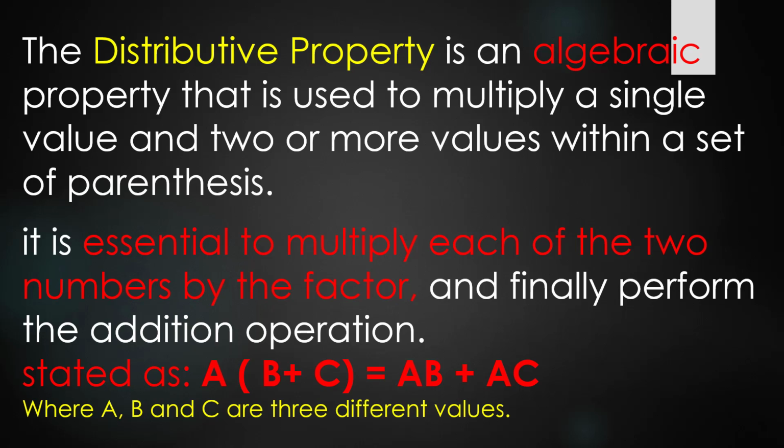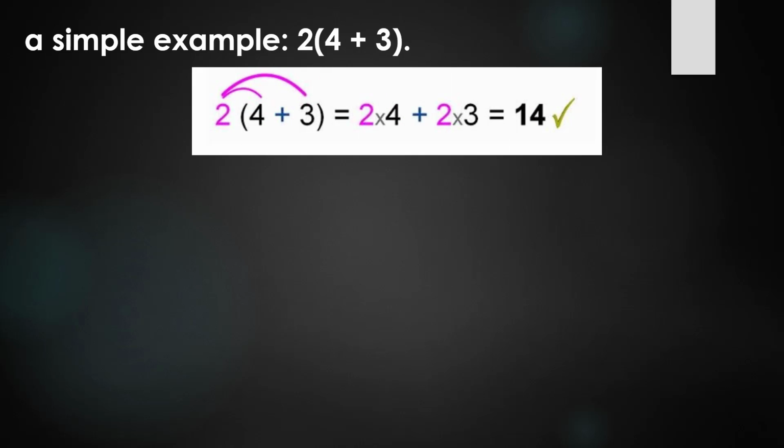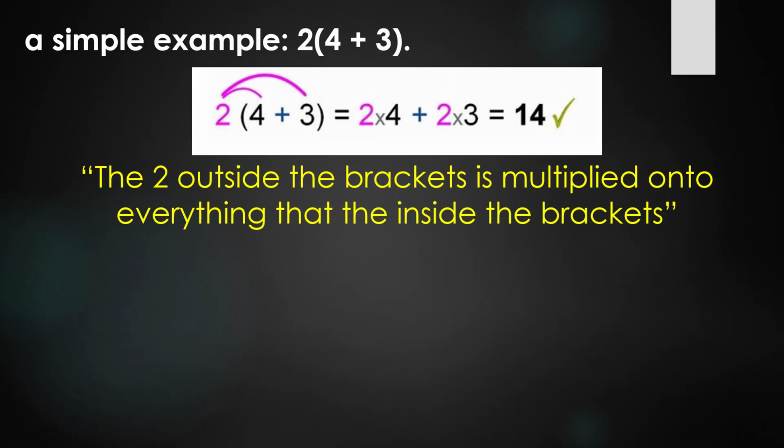stated as a into (b plus c) equals a into b plus a into c, where a, b and c are three different values. Let's take a simple example. 2 into (4 plus 3) should be written as 2 into 4 plus 2 into 3. That equals 14. The 2 outside the brackets is multiplied onto everything inside the brackets.